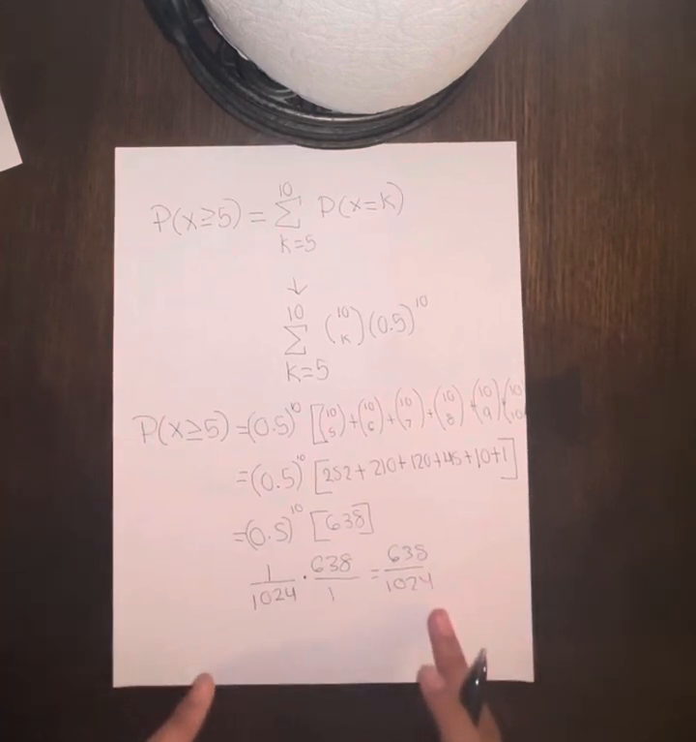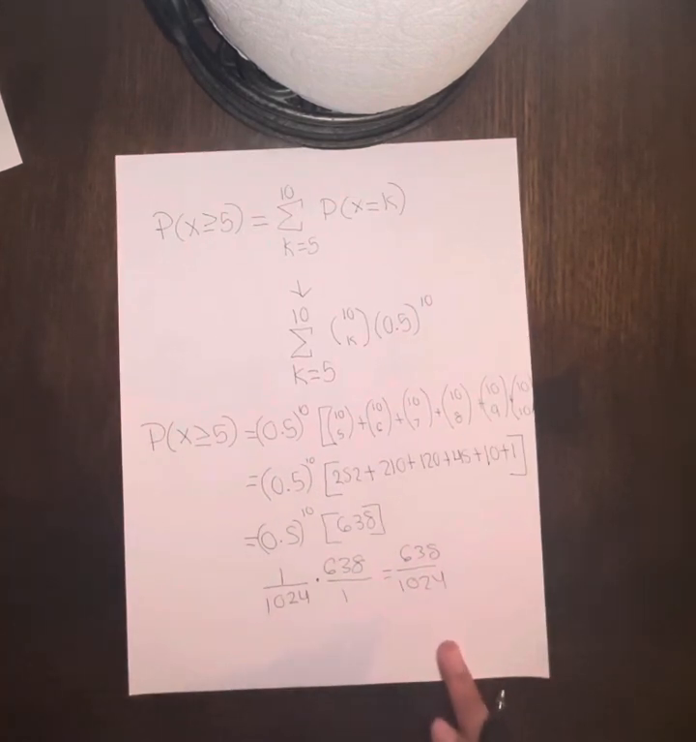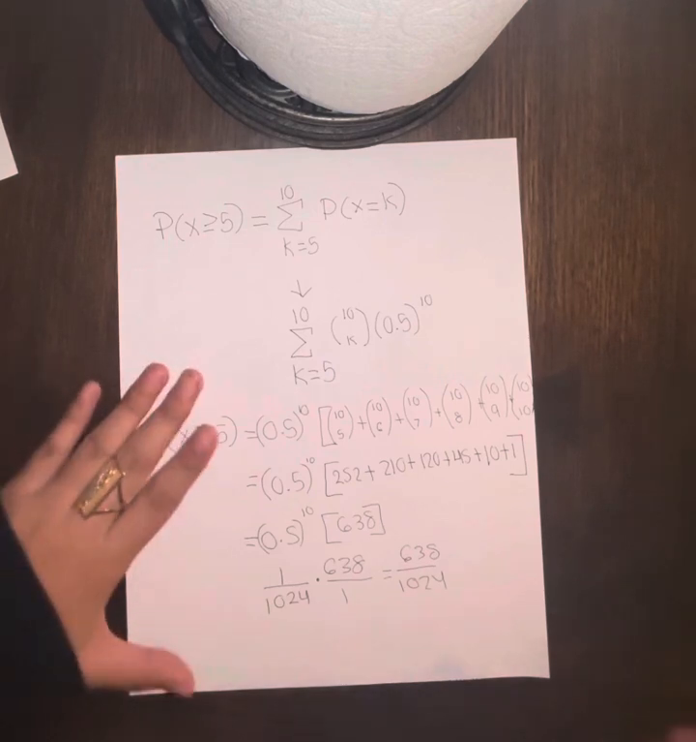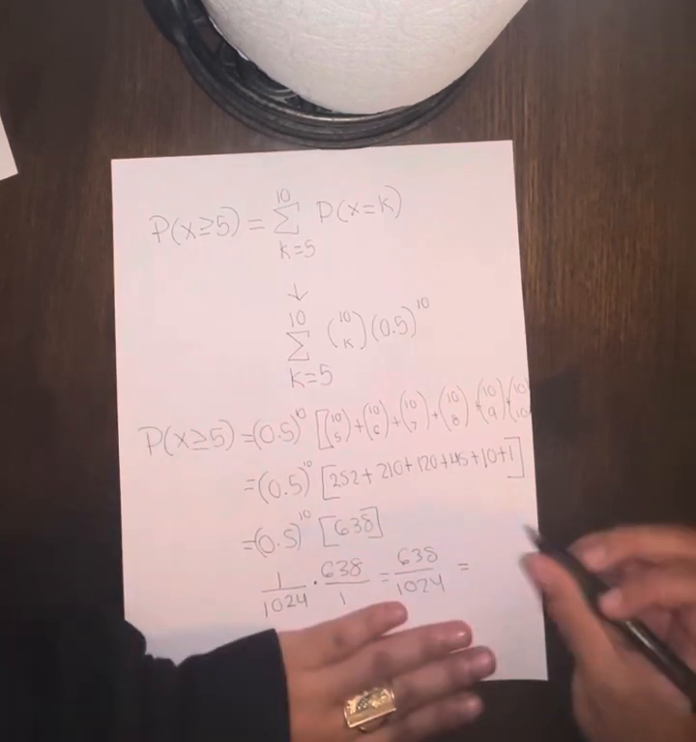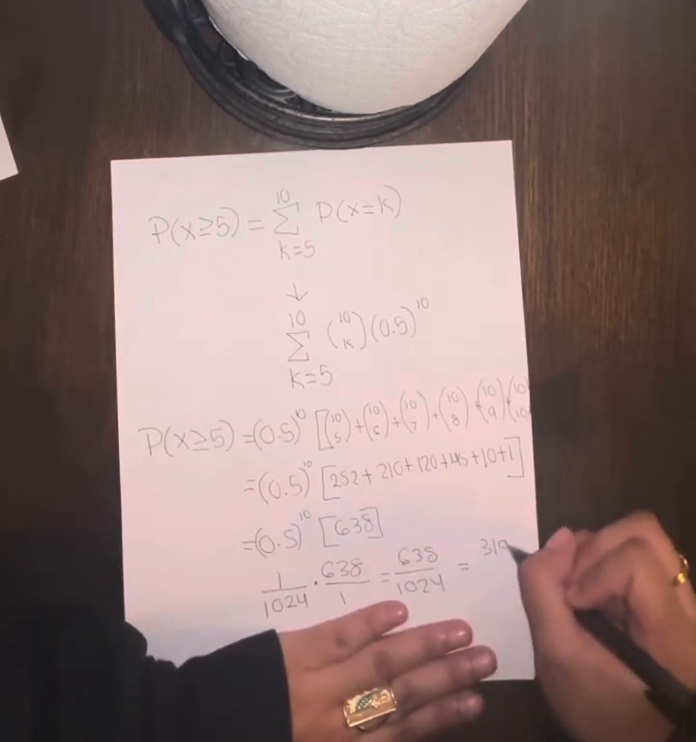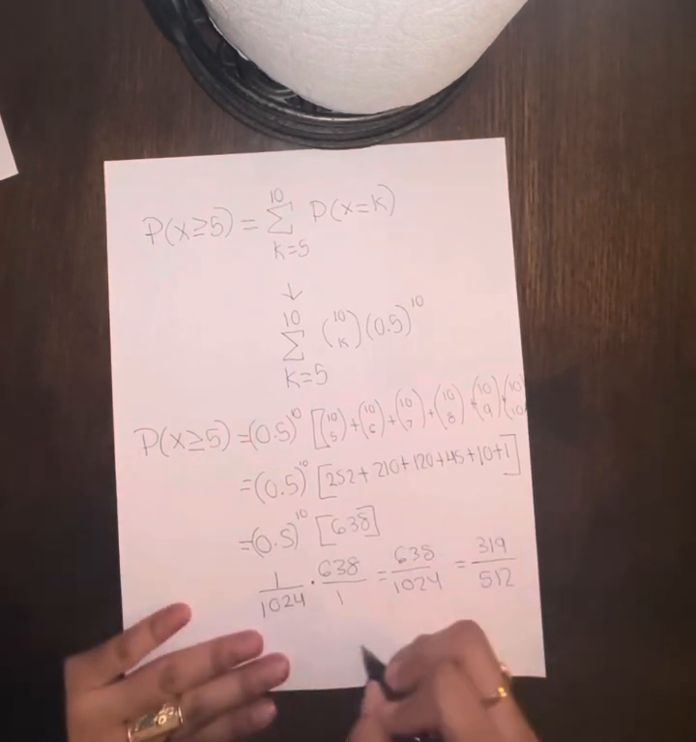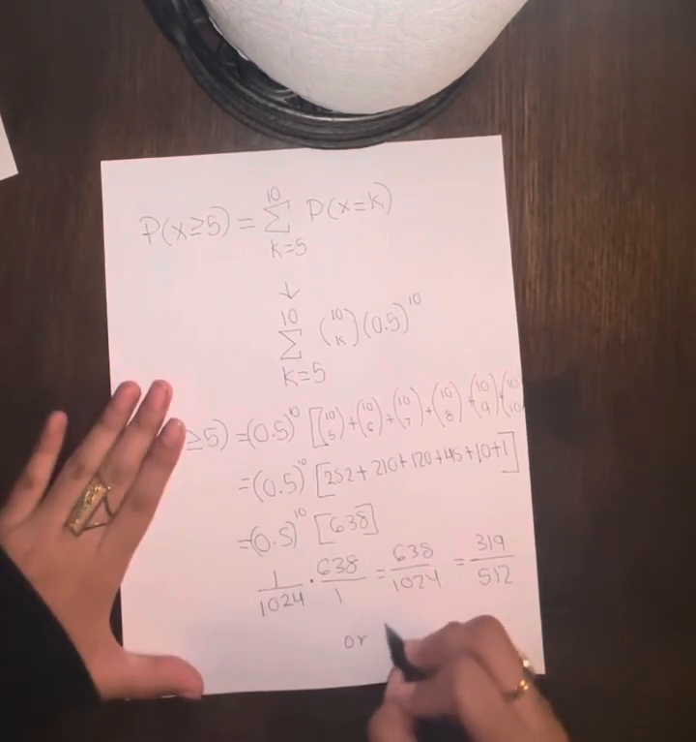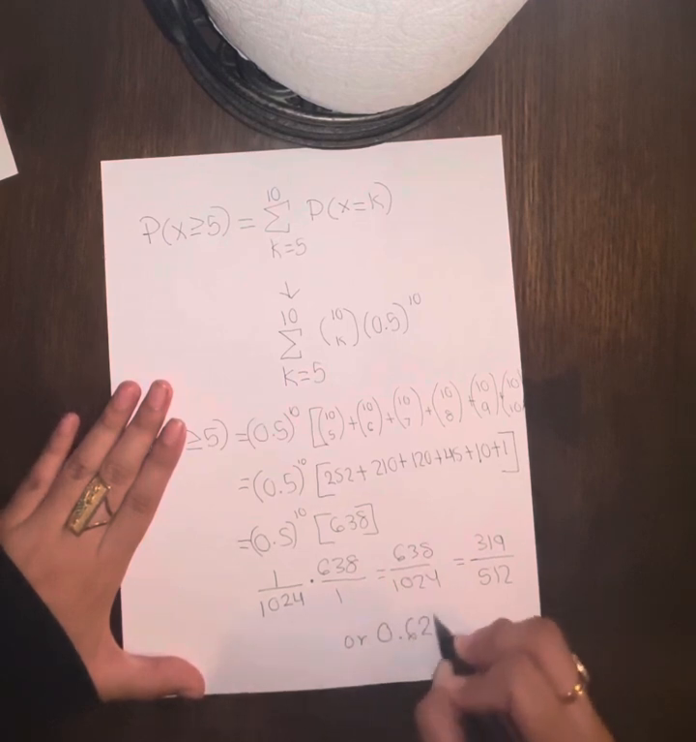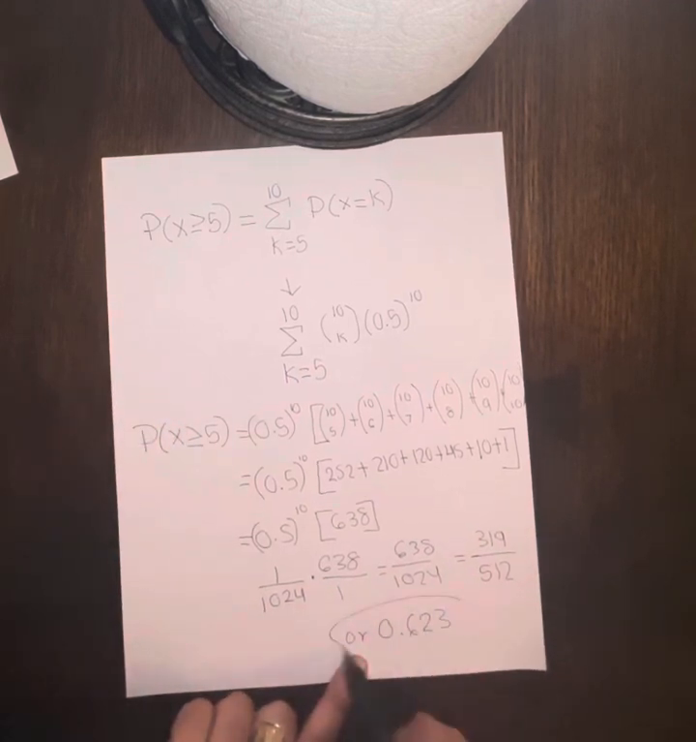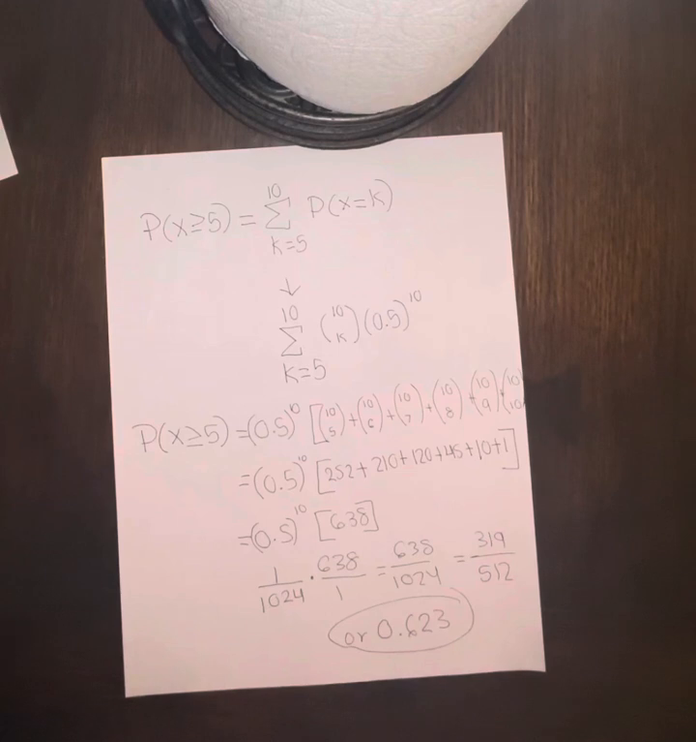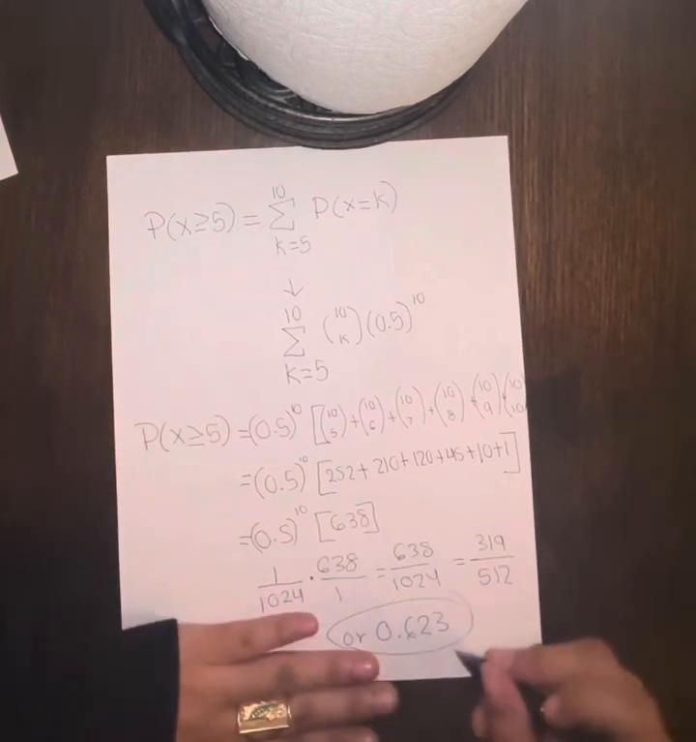Now you divide those numbers, which would give you 319 over 512, or 0.623. And this is the probability that at least 5 of the 10 properties purchased would be profitable.